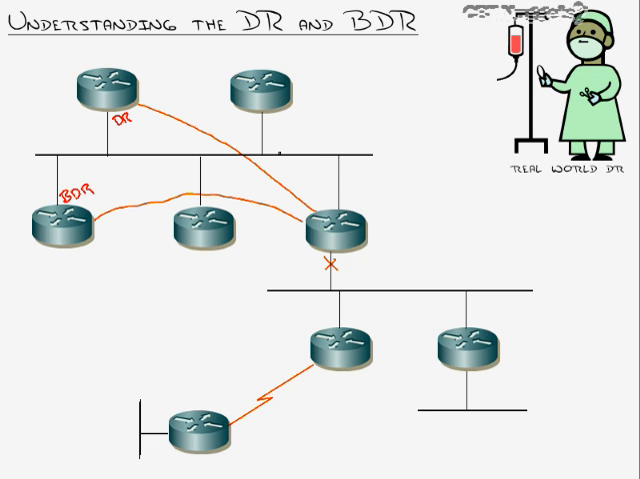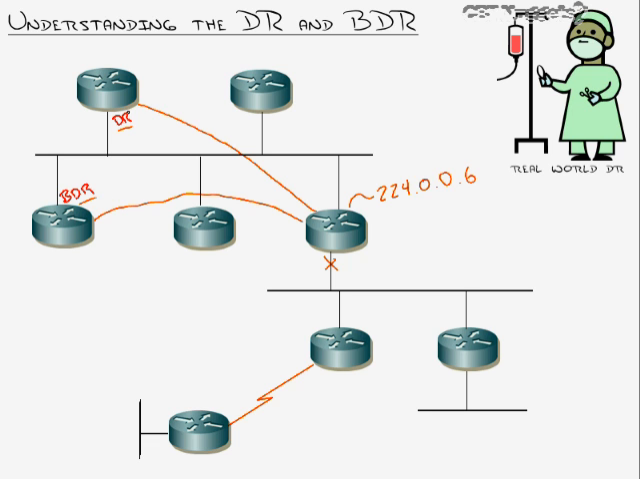OSPF uses multicast for all its communication. So whenever you're talking on a shared Ethernet segment, the initial update will always go to the multicast address. I always call them a radio frequency, 224.0.0.6, which is a frequency that only the DR and the BDR listen to.